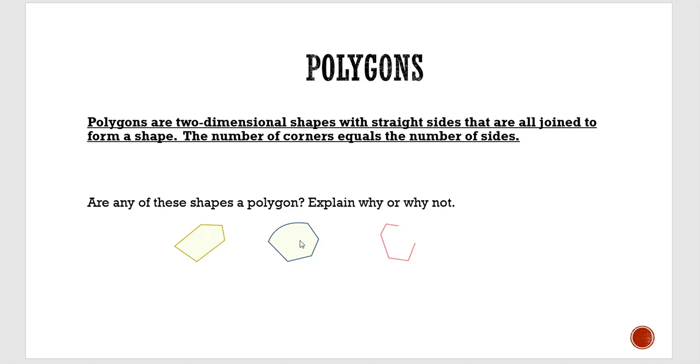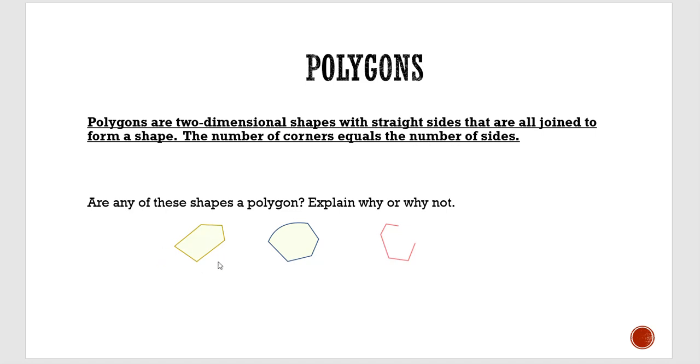The second one is not a polygon because I can see this side here is curved. So I would say that it's not a polygon. And the last one is also not a polygon because over here I can see 2 sides or 2 points that aren't joined. So all the sides must be joined. So that's what a polygon is, a shape with straight sides and all joined. So we name polygons depending on how many sides there are. And also another fact to remember, the number of corners equals the number of sides.